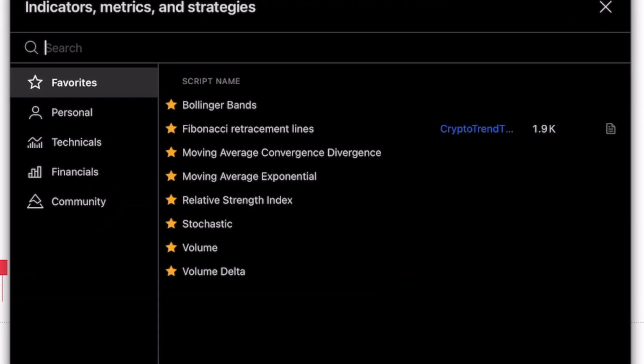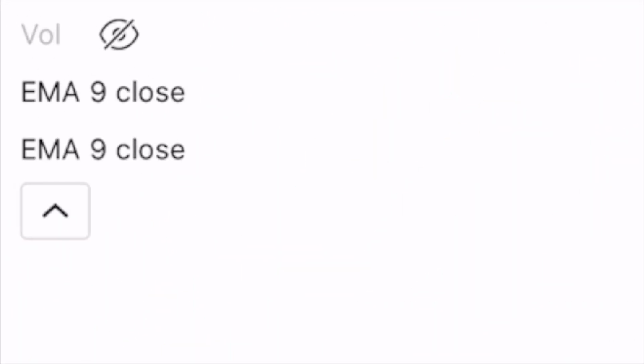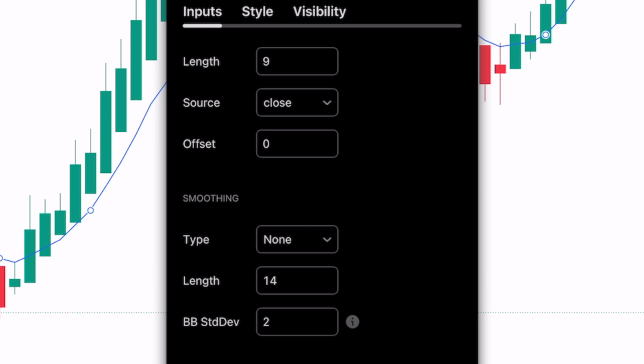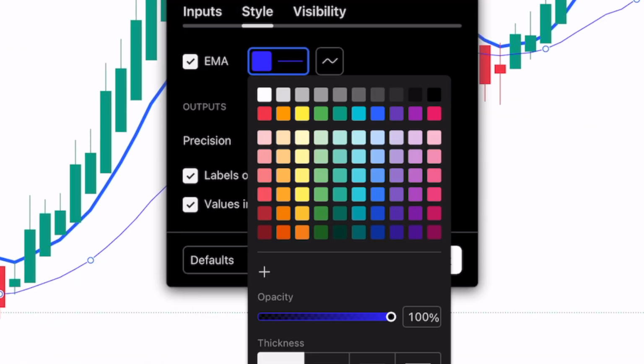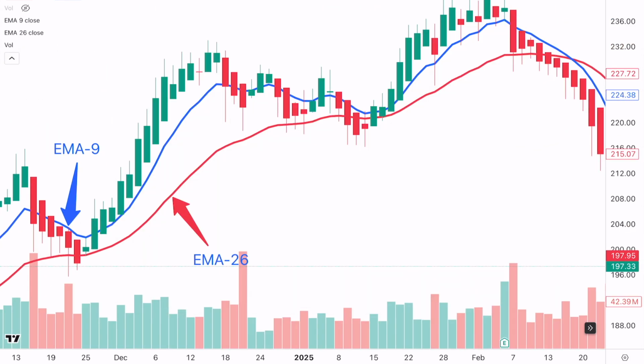Now we will add two exponential moving averages. Let's go into the settings. The default here is the setting 9. This is the short-term EMA, which will help us track immediate price momentum. We will open the second one and modify the settings to indicate 26 periods. We will also add the volume indicator.